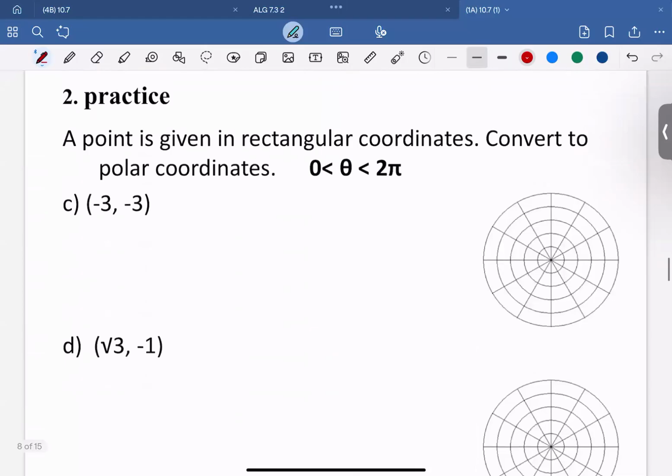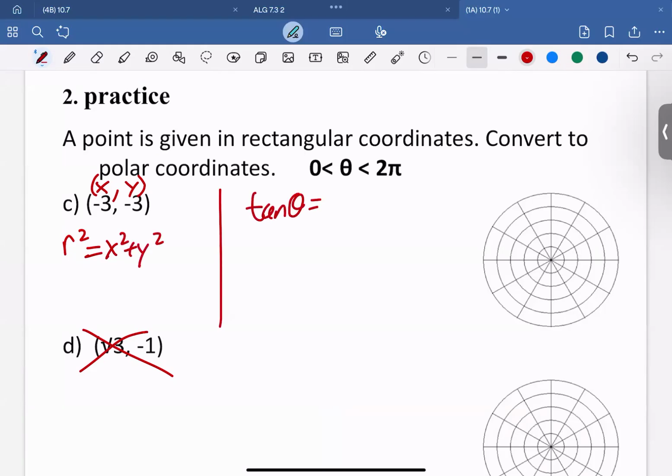Let's keep chugging along. Here's some more practice. Let's skip D, but we can do C. Convert to polar. So right now we have rectangular and we're going to polar. Go a few slides up and see your equations. What are we using? Yes, correct. r squared equals x squared plus y squared, and tangent theta equals y over x. Plug in your x and y, simple enough. You would end up with r squared equals 18, or r equals 3 root 2.